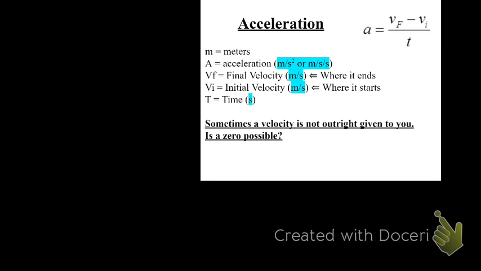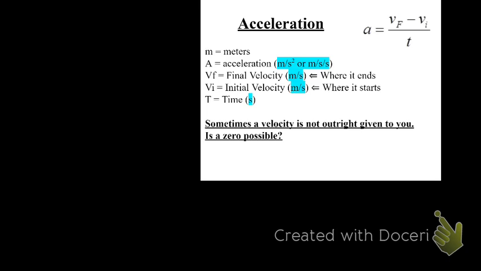So here's our formula. Acceleration is equal to final velocity minus initial velocity over time. Acceleration is in meters per second squared. You've got your final and your initial velocity, which are in meters per second. And then your time is in seconds. That final velocity is where your object ends. So how fast was it going at the end of the problem? And the initial velocity is how fast it is going at the beginning of the problem.